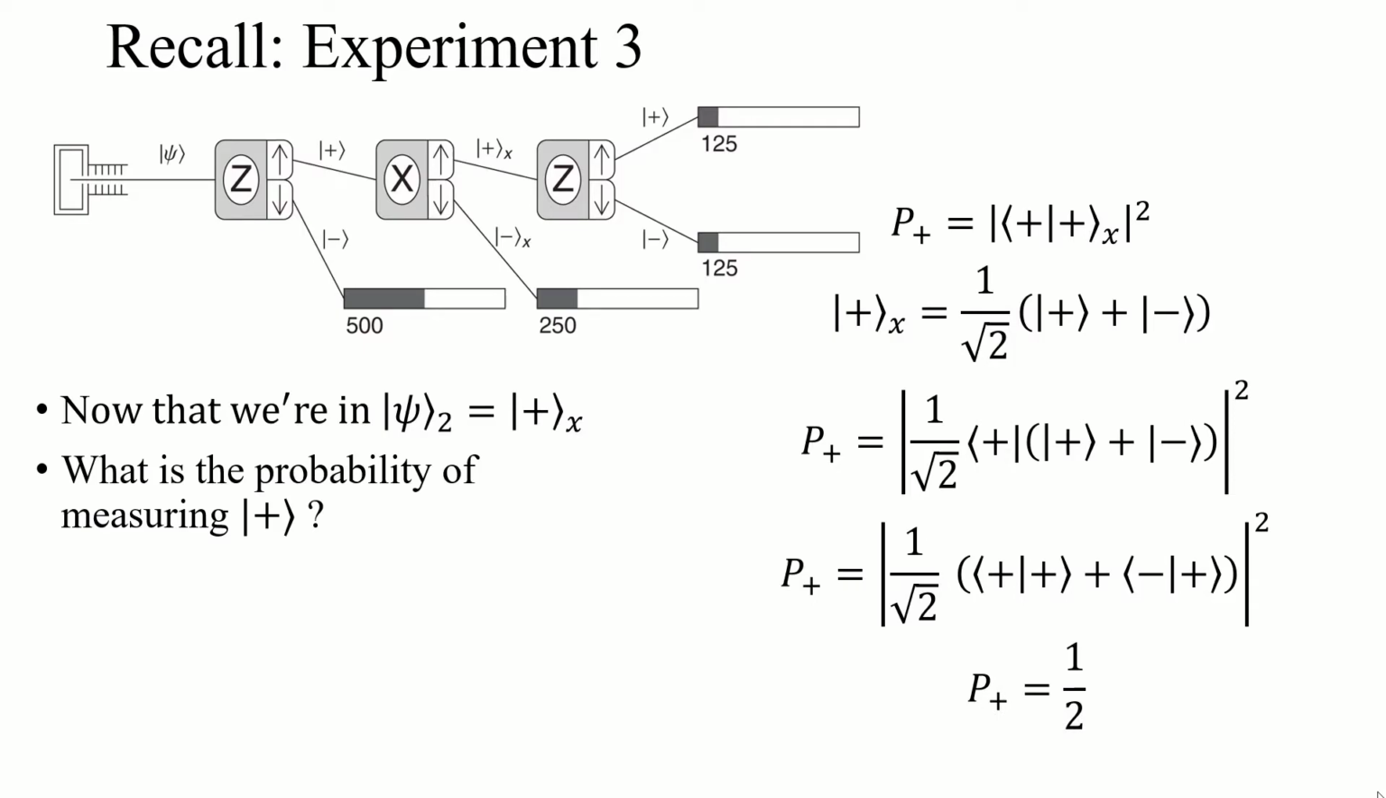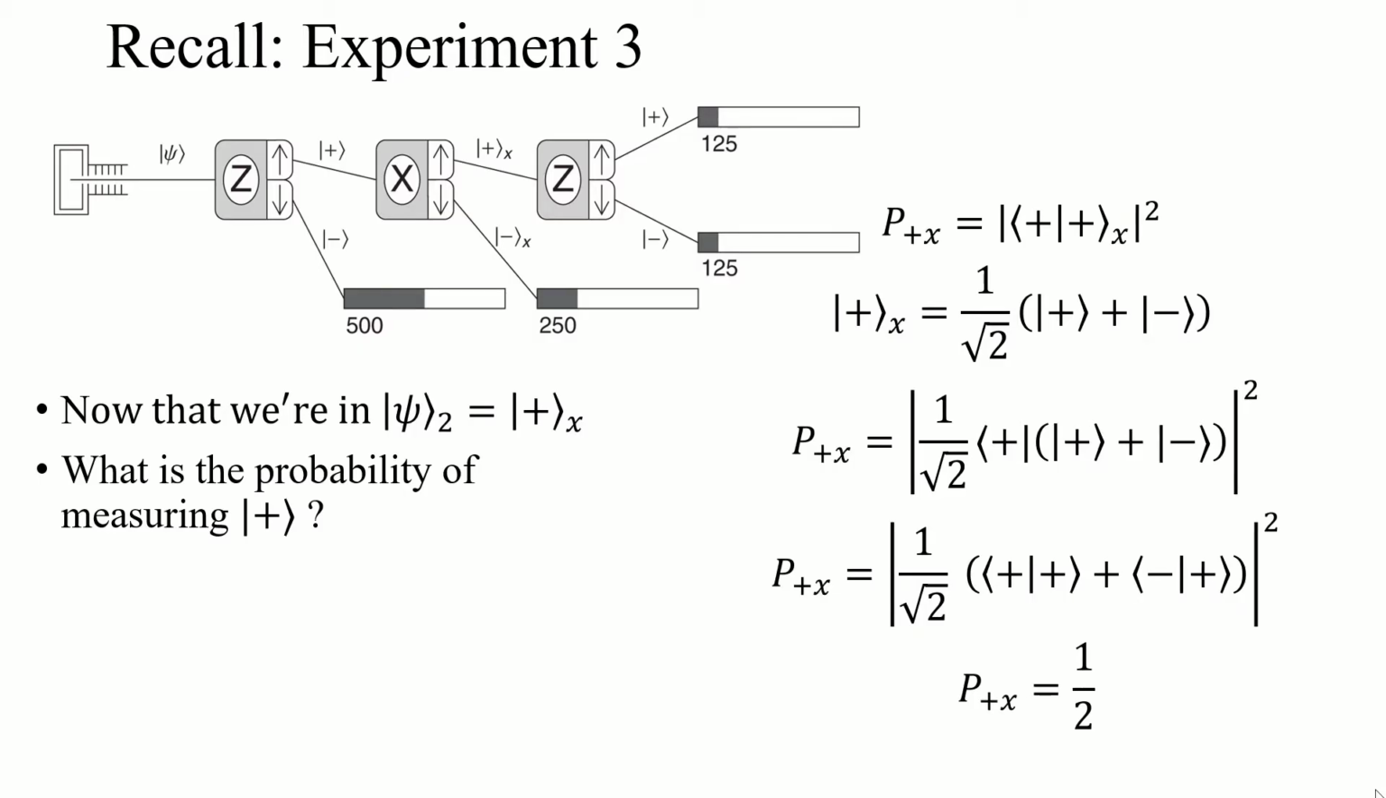So knowing that we are in the spin up in the x direction state going into that Stern-Gerlach analyzer, we've just shown that there is a 50% chance that the result of the measurement in the z direction with that third Stern-Gerlach analyzer is going to be spin up. 50% chance of it being up, 50% chance of it being down. So where does that leave us?